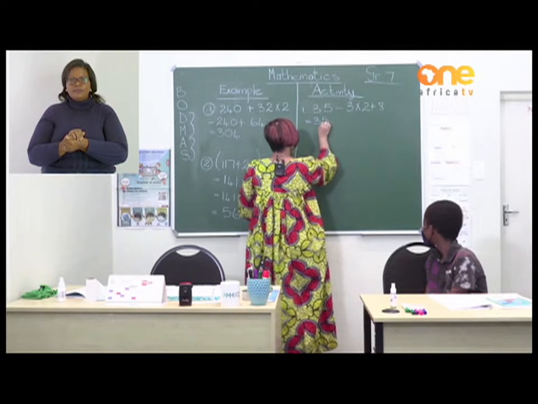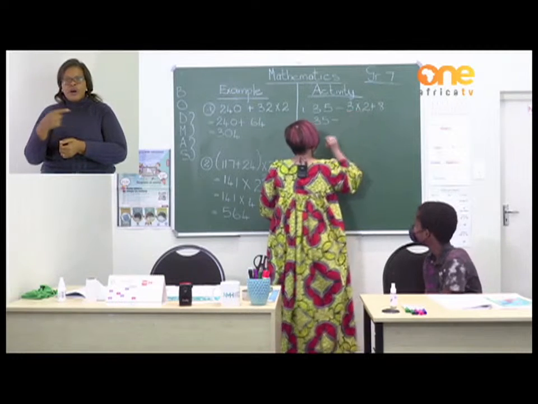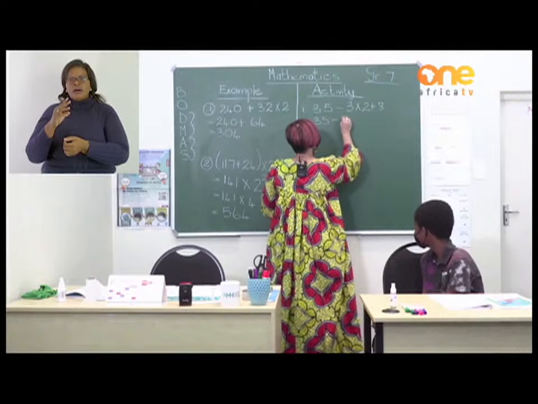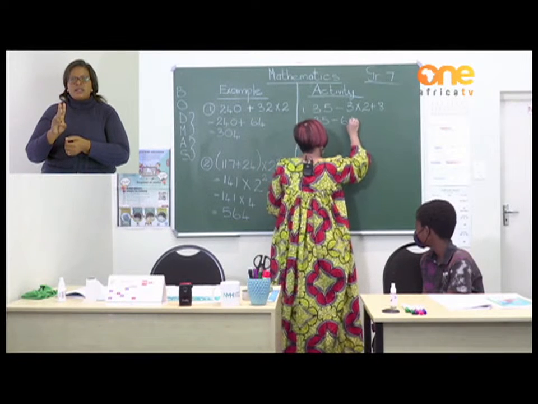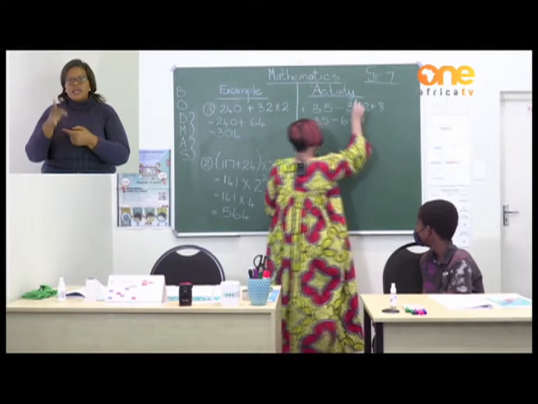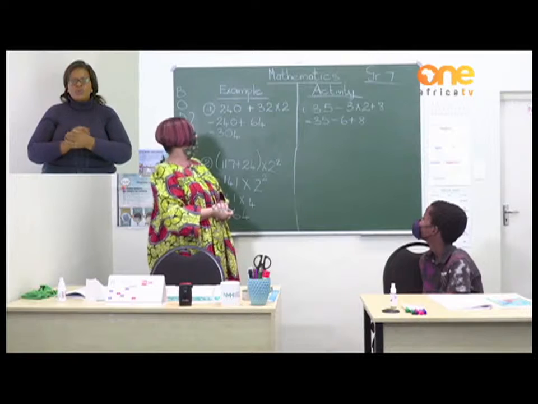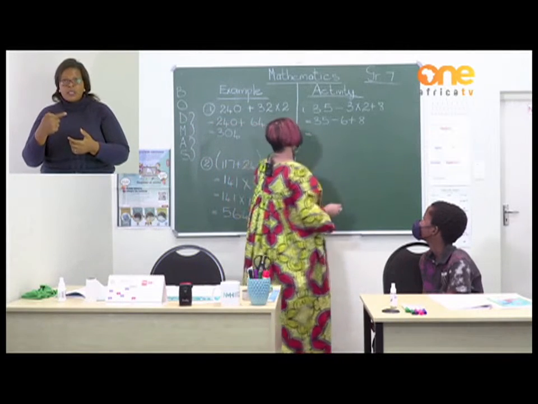So, step by step, I rewrite everything. I find the answer of 3 times 2, which is 6, plus 8. I just continue. So, what do you think? Which of these operations will we do first?